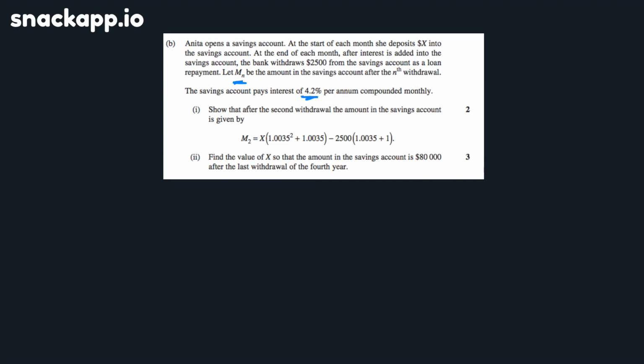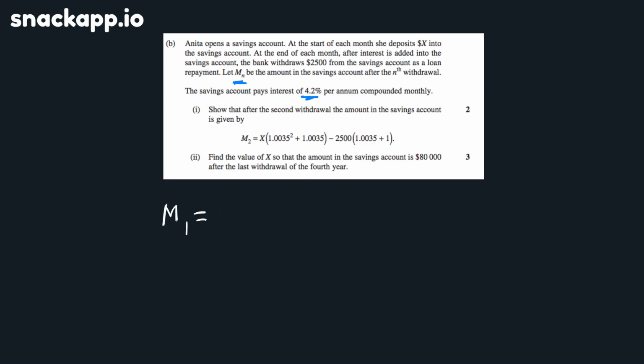Okay, so the first part of the question is saying, show that after the second withdrawal, the amount in the savings account is given as such. Okay, so this is where we just do it. We do it each iteration. So we start off at the end of the first month, and then we go to the second month. Okay, so let's think about what is in at the first month.